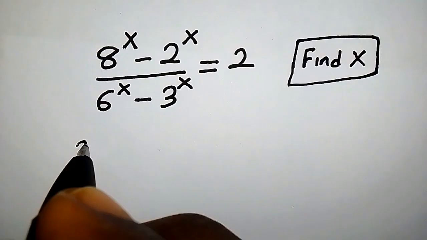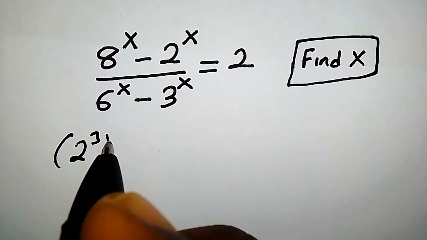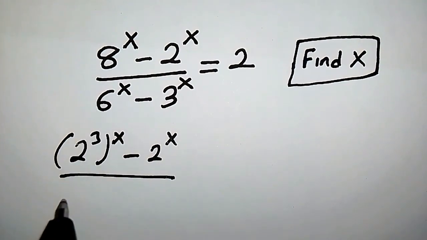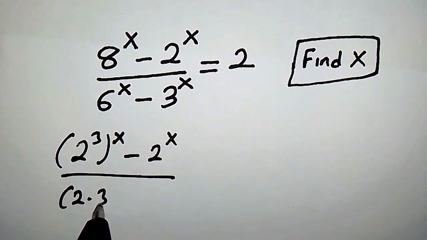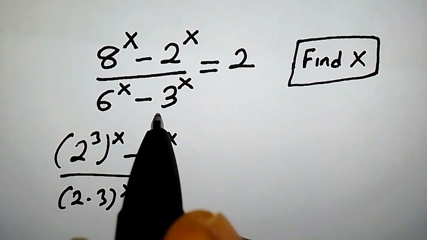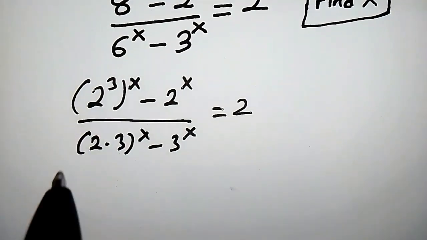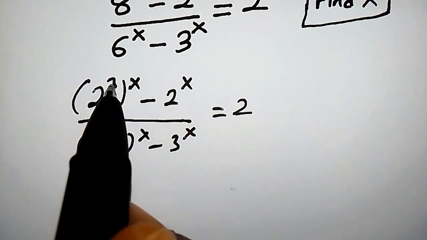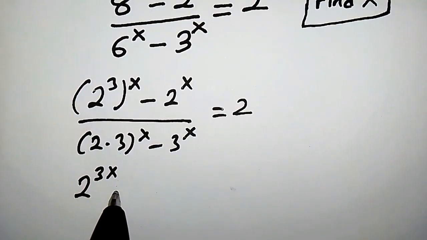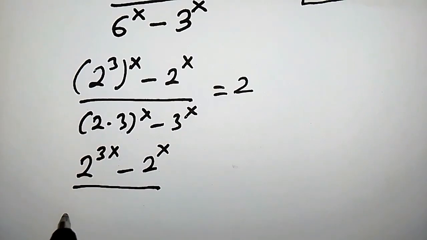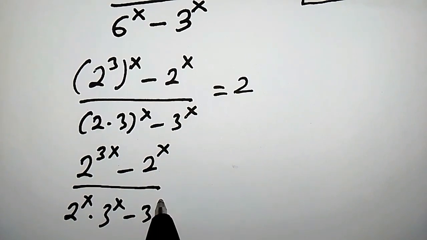We can rewrite it as 2 raised to 3 times x, minus 2^x, divided by 6^x, which could also be written as 2 times 3^x, minus 3^x, equal to 2. Let's continue. So we have 2^(3x) minus 2^x, divided by 2^x times 3^x, minus 3^x, equal to 2.